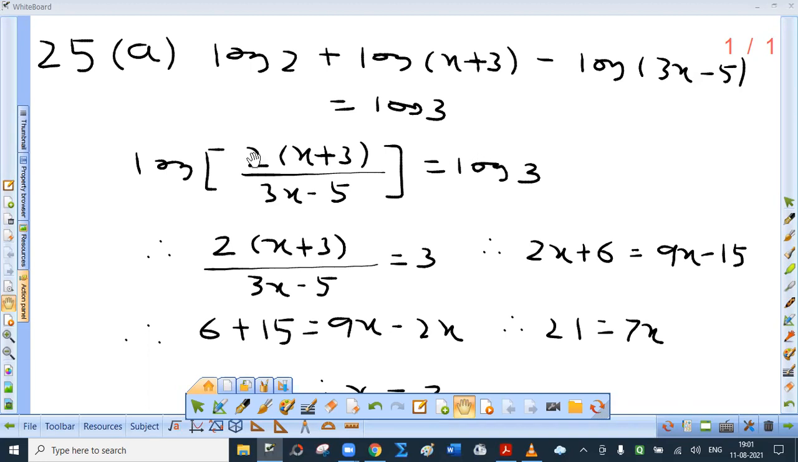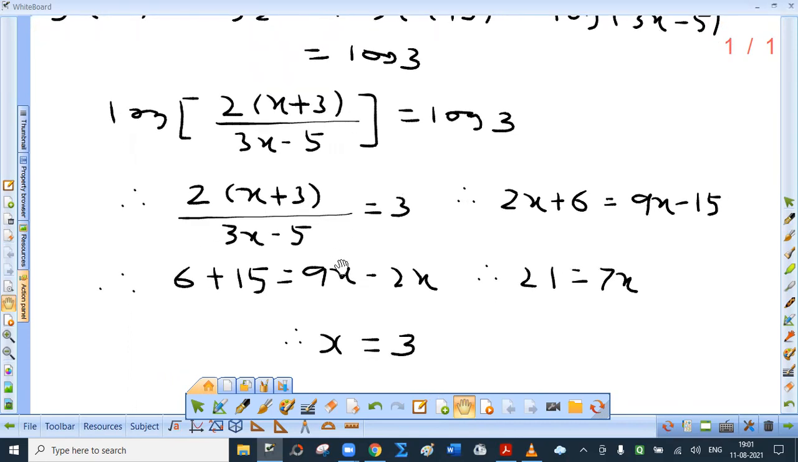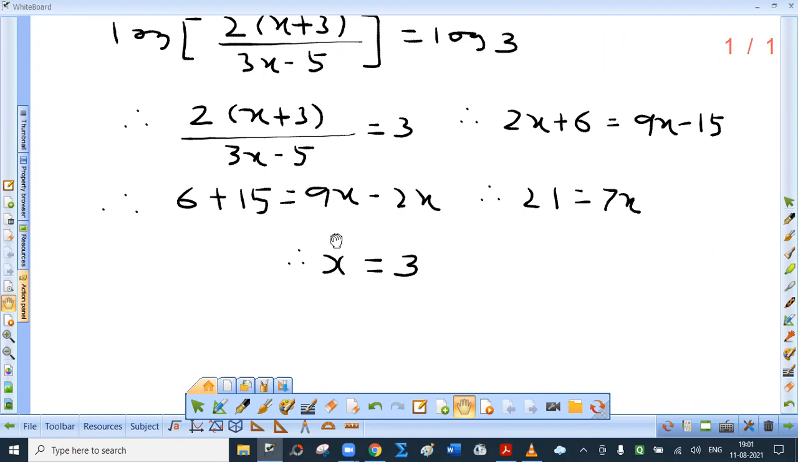Now taking off the logarithm, please do not say dividing by log. That is ridiculous. If you want to write, you have to say that taking off the logarithm, or if log a is log b, a equal to b. As simple as that. Now cross multiply, rearrange the terms to get x equal to 3. Right.